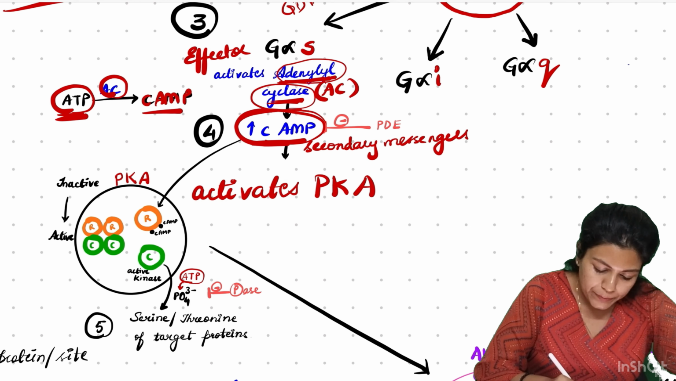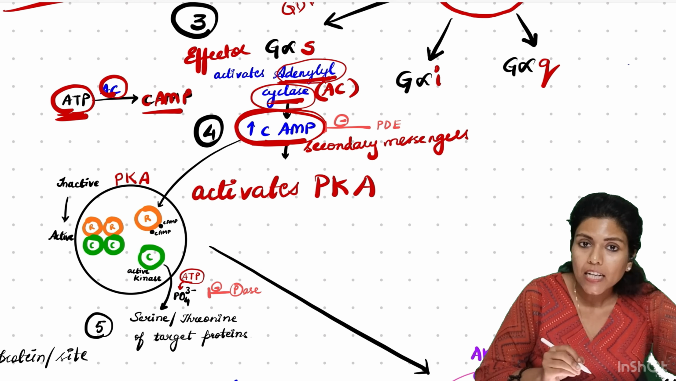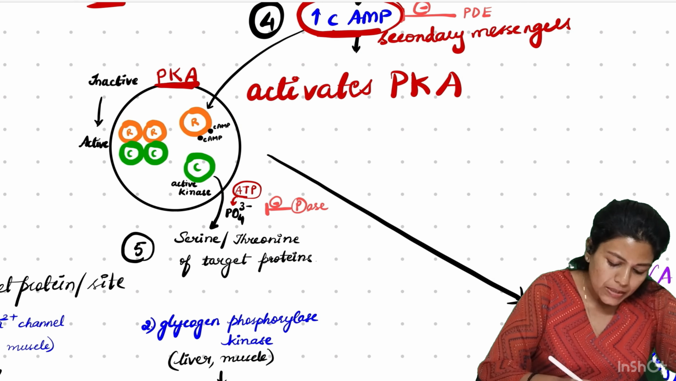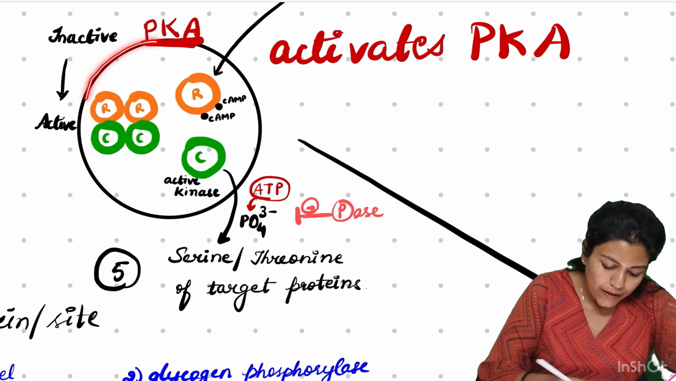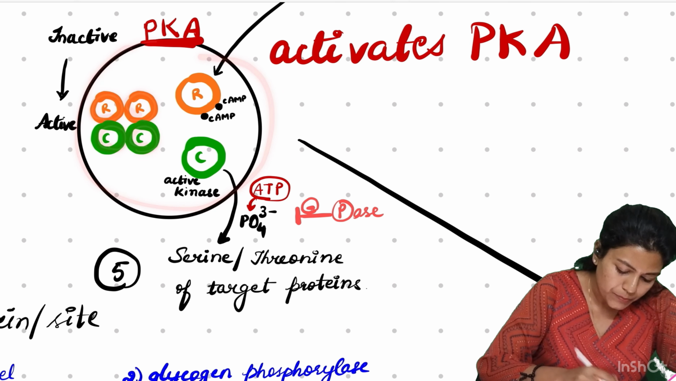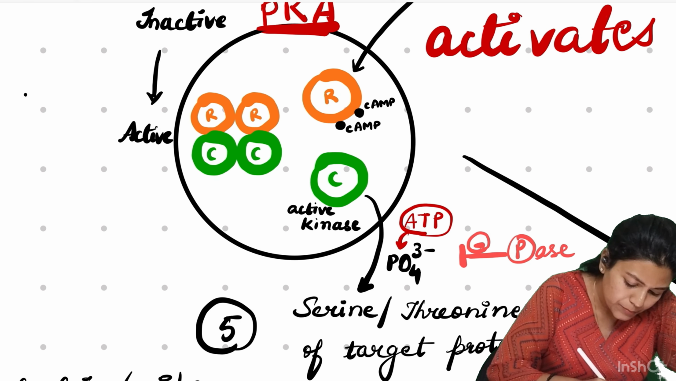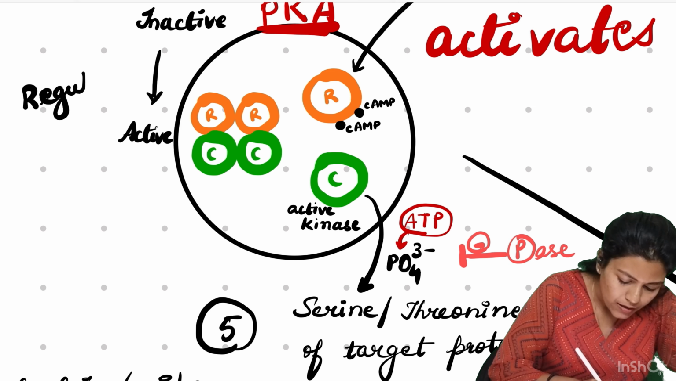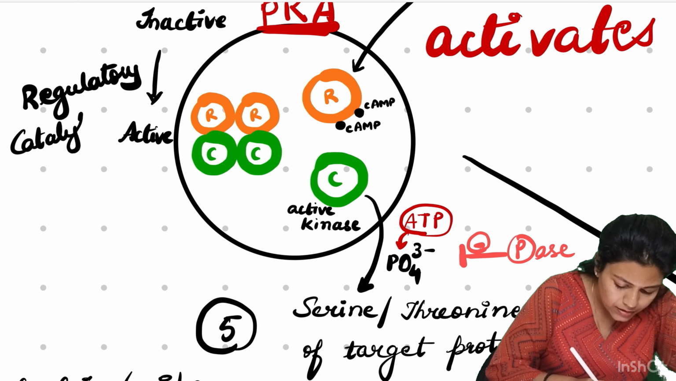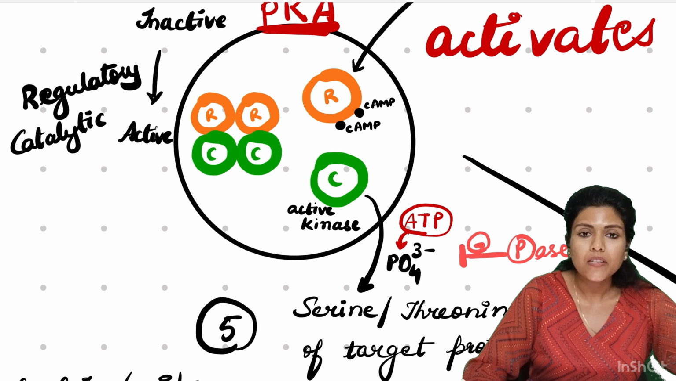Now this cyclic AMP will finally act on certain kinase enzymes. The kinase enzyme here is PKA. PKA is a kinase enzyme. It will activate the PKA enzyme. PKA, this kinase, contains two regulatory units and two catalytic units. So here R means regulatory. This is the regulatory unit. C is for catalytic unit. R is for regulatory, C is for catalytic.